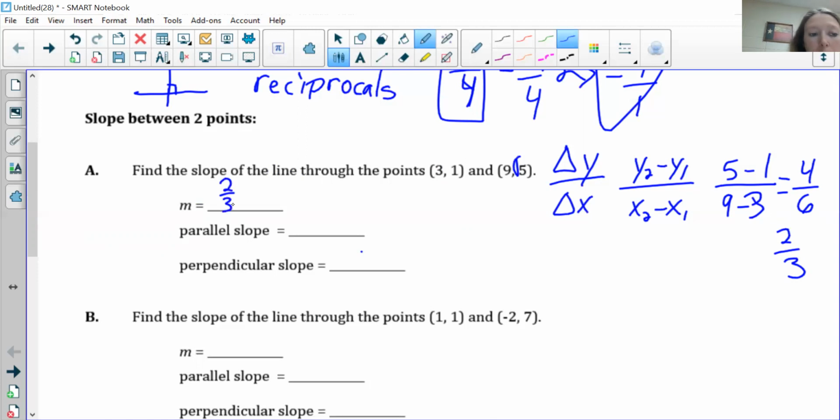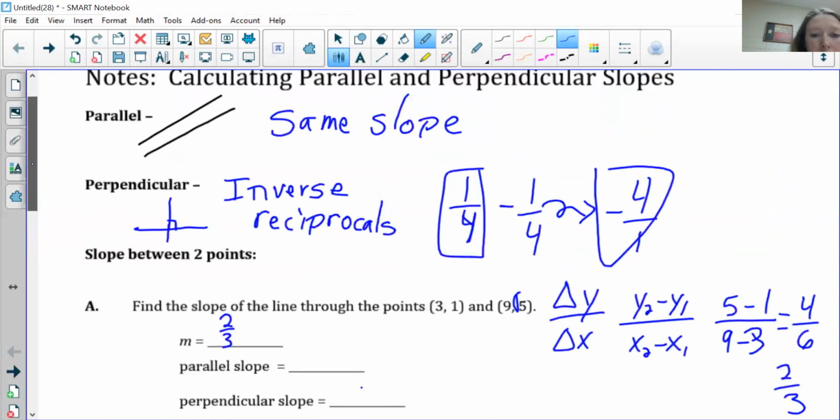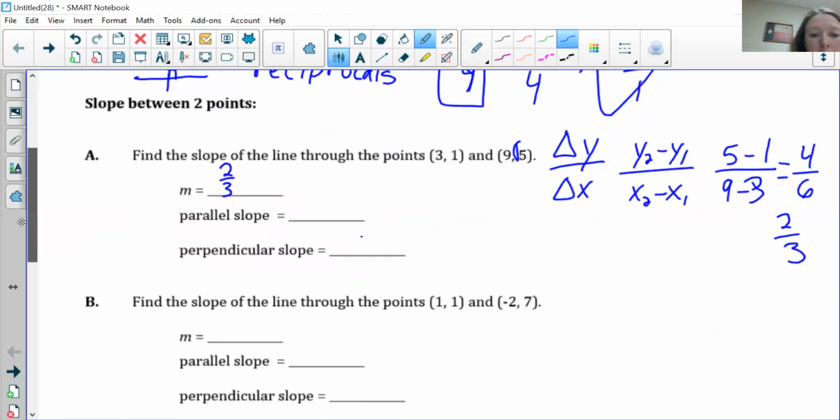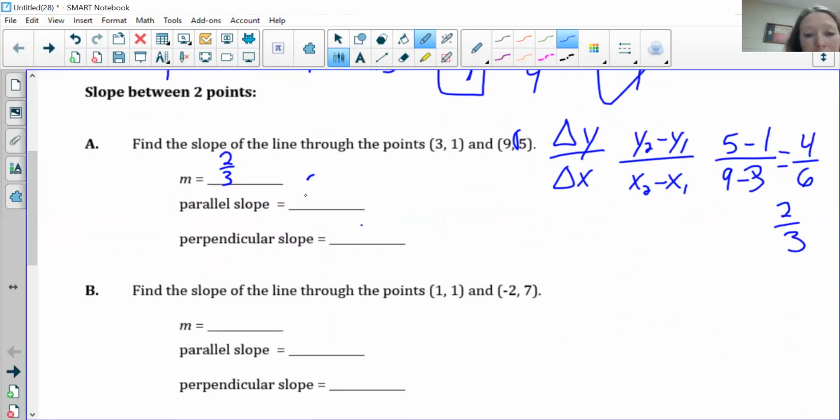My parallel slope, remember what I said about parallels? They never touch, so they have the same slope. So my parallel slope is 2/3. My perpendicular slope is the inverse reciprocal. This is positive, so we know it's going to be negative now. And then we want to flip it over. My 3 was on the bottom, it's now going to be on the top. And my 2 is going to flip to the bottom. So my perpendicular slope is -3/2.